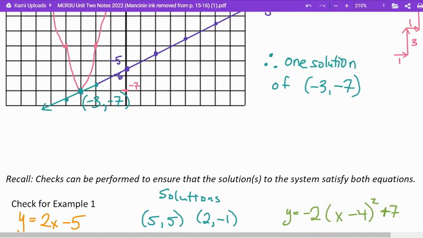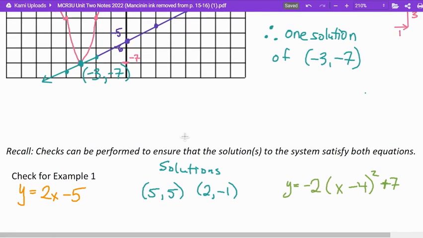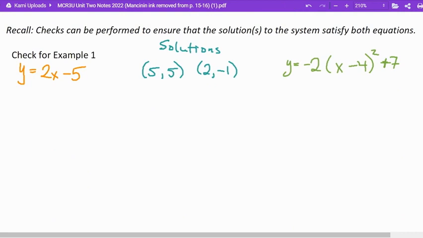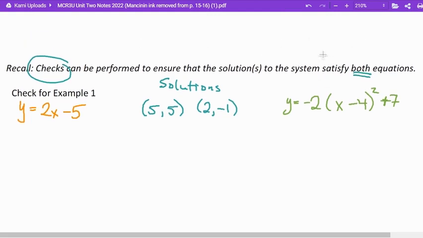And I want to show you what we also mean by these solutions, right? We've alluded to the fact that the solutions satisfy the linear functions. So what does that mean? Recall, checks, so checking can be performed to ensure that the solution or solutions to the system satisfy both equations. So this is when we're talking about left side, right side, right? Satisfy means left side equals right side. So we're doing a check.